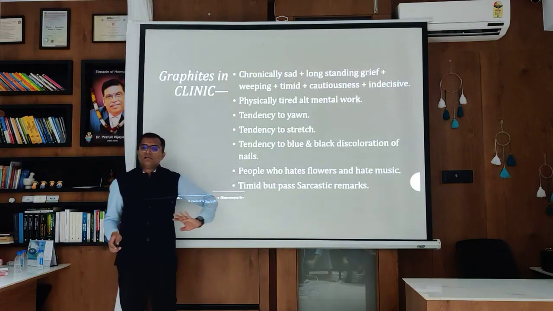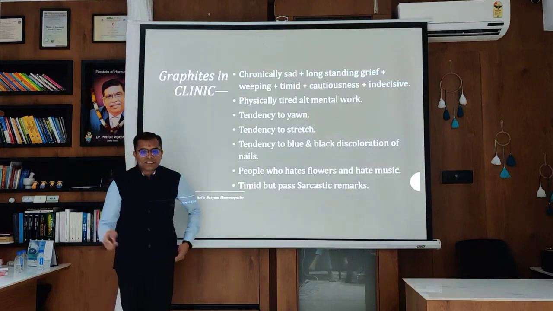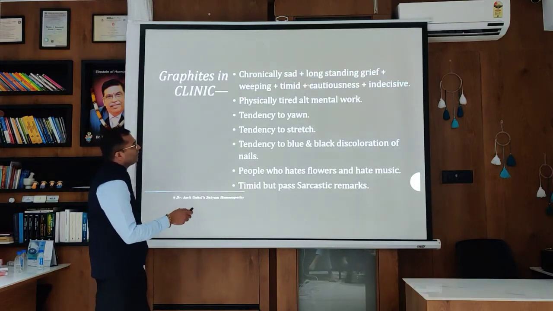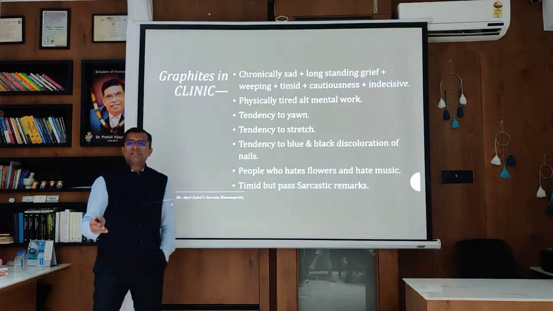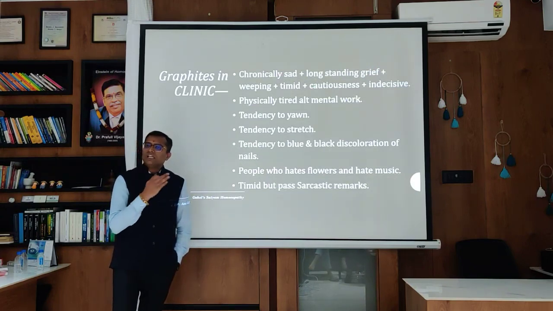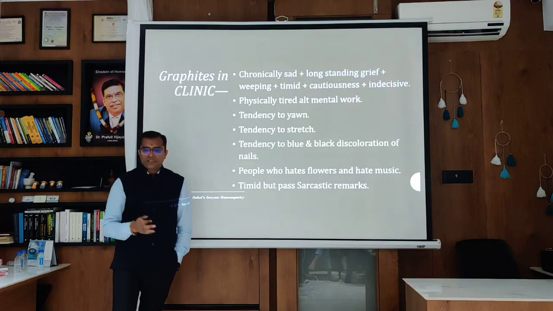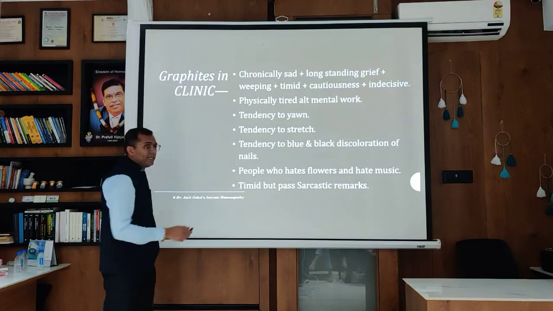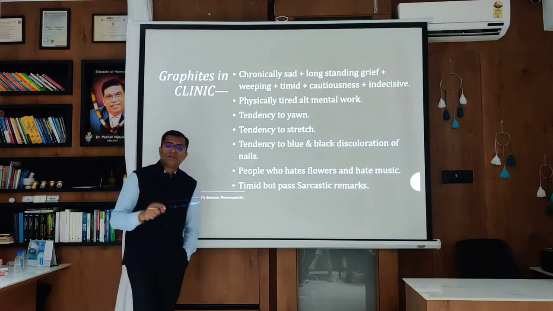So these are the clinical indications. Another clinical indication: the person is very chronically sad, with grief, weeping, timid, anxious and indecisive, like Pulsatilla and Thuja. Like Pulsatilla and Thuja, but chilly, left-sided, thirsty, physically tired. Again, very important: the tendency of the physical is very important.